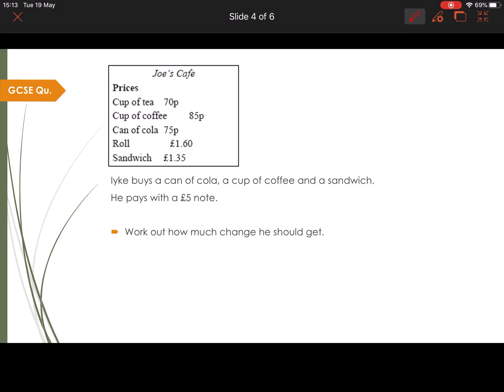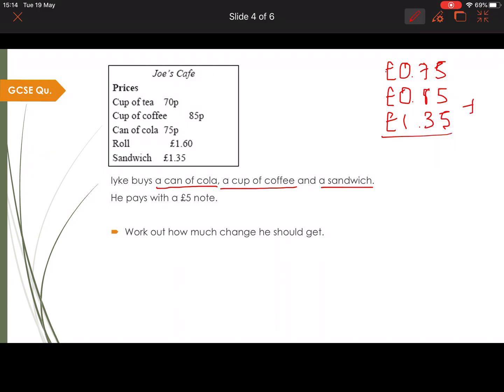First of all, we need to add up the cost of a can of cola, a cup of coffee, and a sandwich. So a can of cola is 75p. That's £0.75. A cup of coffee is 85p. So again, £0.85. And a sandwich is £1.35. I need to add this up.